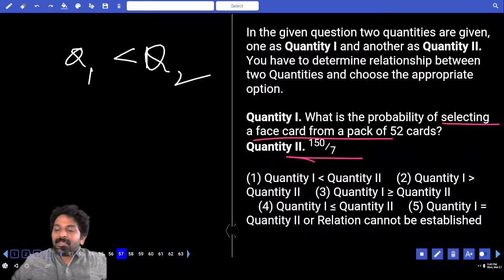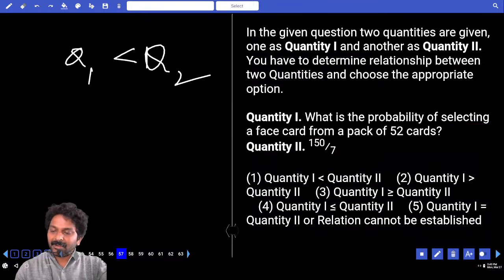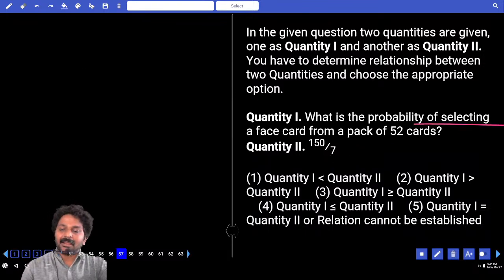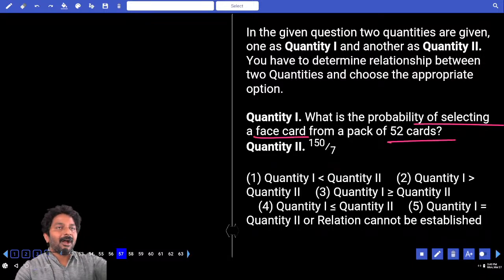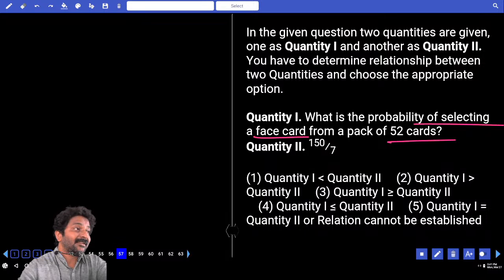Yes. If you want to calculate, now, if you draw a card, that has to be a face card out of a pack of 52. How many sets will be there? 4 sets. In each set, how many face cards will be there? Come on. It will be 3 only.